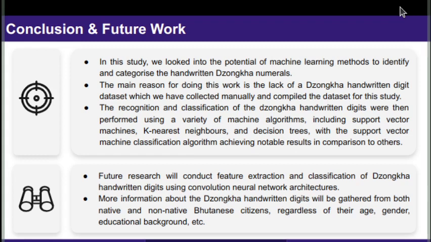In future, we'll conduct feature extraction and classification of Dzongkha handwritten digits using convolutional neural network architecture, and collect more information. The data will be gathered from both native and non-native Bhutanese citizens, regardless of their age, gender, education background, whatever it is.